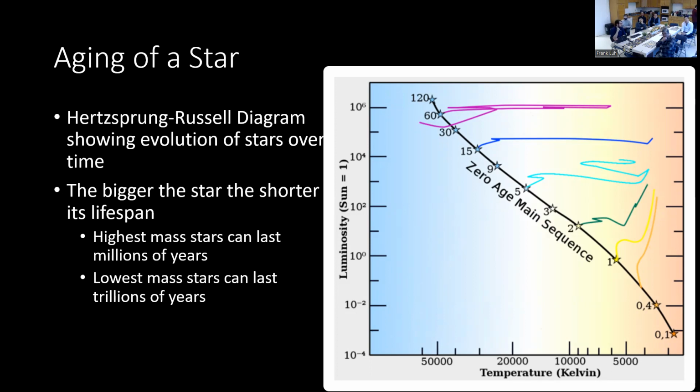Basically, the bigger the star, the shorter the lifespan. So high mass stars, like 120 times the mass of our sun, are on the edge of as big as they can get. Those will last for a few million years, and the lowest mass stars can last as long as trillions of years, which is an incredibly long time.